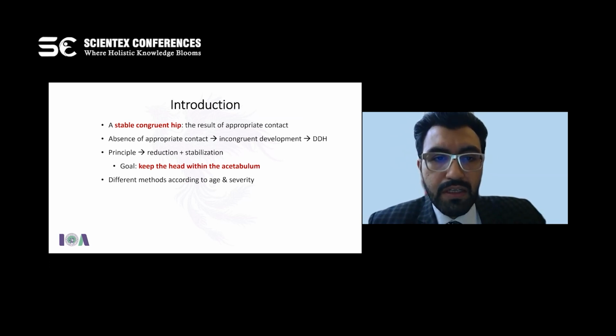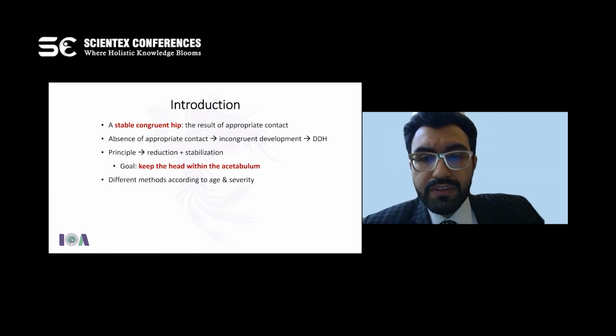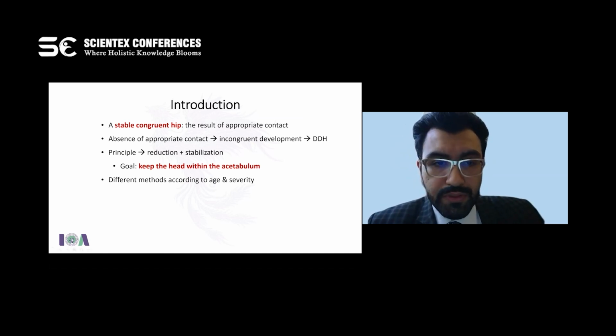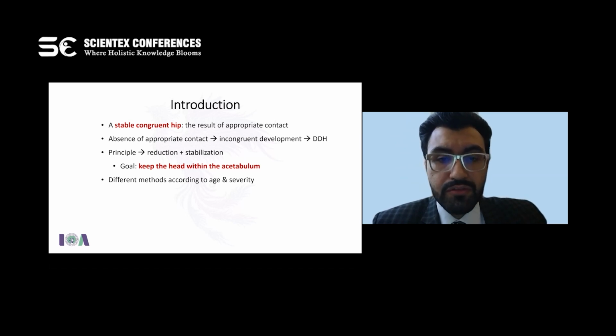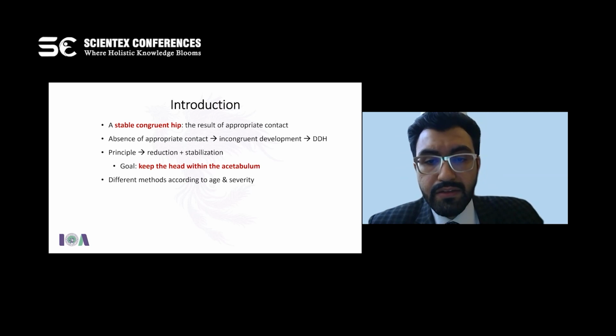As you all know, a stable congruent hip is the result of appropriate contact between the acetabulum and the femoral head. And absence of appropriate contact between the two would result in incongruent development of the hip joint. The principal method of treatment in every child with developmental dysplasia of the hip includes reduction of the hip joint and gaining proper stabilization in order to prevent future instability or a recurrent subluxation or dislocation of the hip joint. Our main goal in the children with developmental dysplasia of the hip is to keep the femoral head within the acetabulum in order to provide a stable, congruent hip in the future for the child. There are different methods according to the child's age and severity in order to treat the developmental dysplasia of the hip.